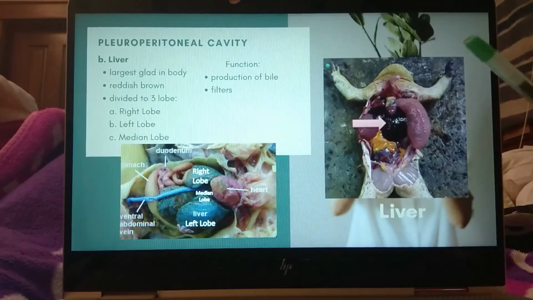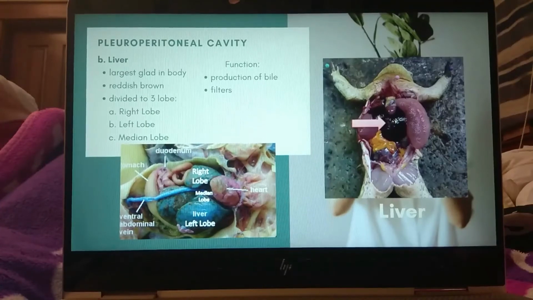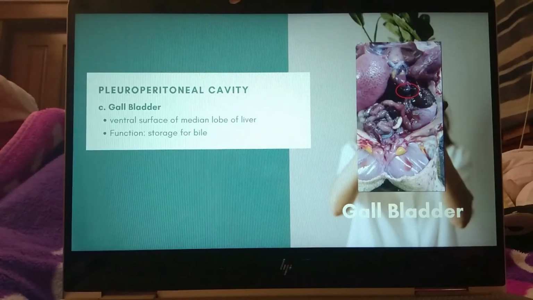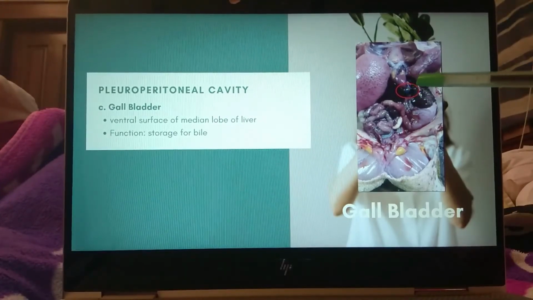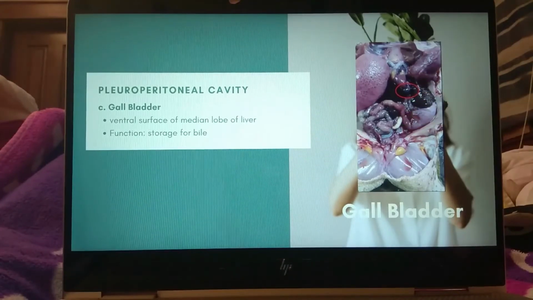And they function through the production of bile, which is used to digest fat, and it filters our toxins and chemicals. Next, we have the gallbladder, which is a small rounded sac specifically located at the ventral surface of the median lobe of the liver, here. This gallbladder functions as a storage for bile, which was produced again by the liver.